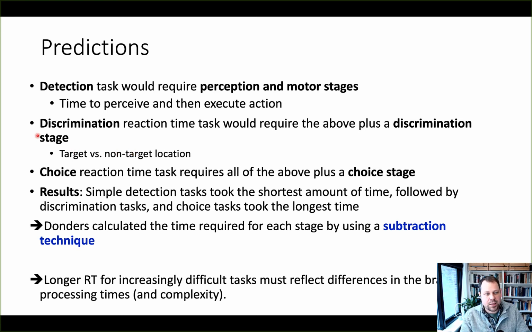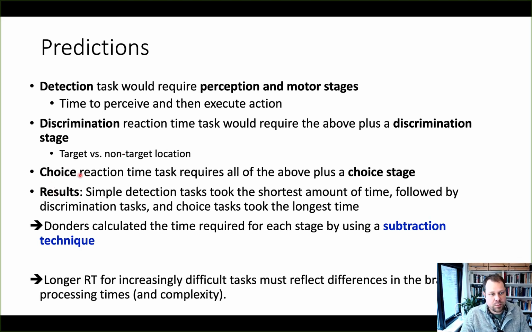So by subtracting reaction times during the discrimination task, which we've done 150 times, and the detection task, which we've also done 150 times, we get 2 distributions, one that will be taking longer relative to the other, one that will be a little bit shorter. We can then subtract the averages from each other, and you have the average time that it takes to discriminate between the different targets and non-target locations that light up.